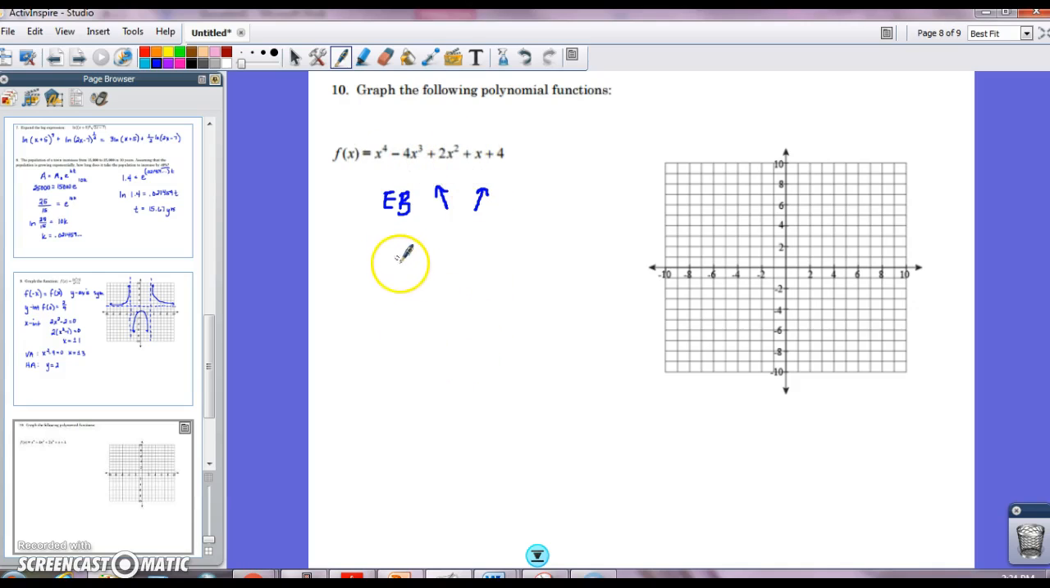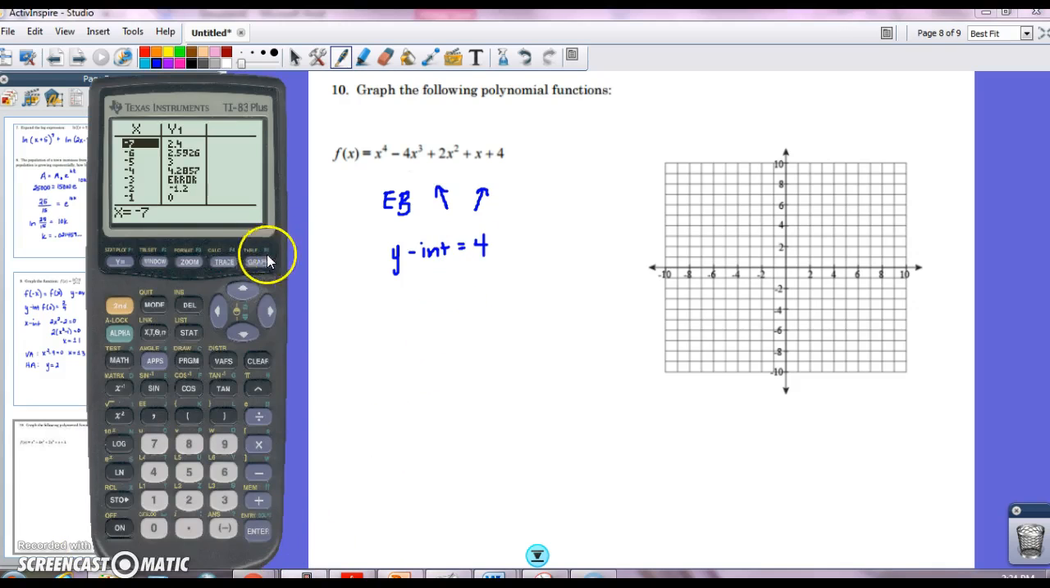I know that my y-intercept is 4. And when I try to find my x-intercepts, when I use the rational root theorem, we talked about that in class, none of the synthetic division worked, which doesn't mean I don't have any roots necessarily. It just means that they're not rational, which means that they're decimals. And so I really don't have any way to do that other than to go to the calculator and look at that graph.